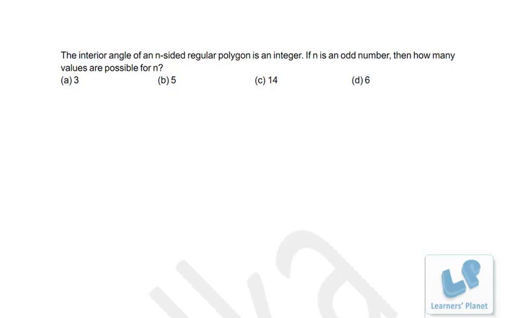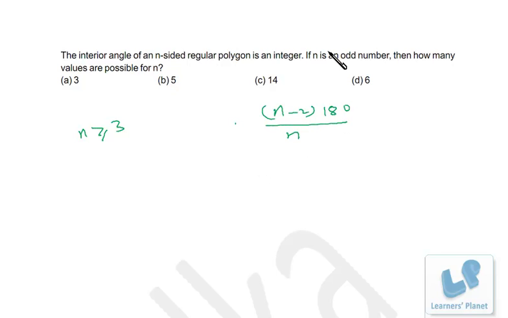Now, a problem based on geometry. The interior angle of an n-sided regular polygon is an integer. If n is an odd number, then how many values are possible for n? Friends, you must be knowing that the formula for sum of all the angles of an n-sided polygon is n minus 2 into 180, right? Where n starts from 3, greater than or equal to 3. That means if n is 3, the sum of the 3 angles will be 180 degrees. And if we want the value of each angle, then just divide it by n, right?